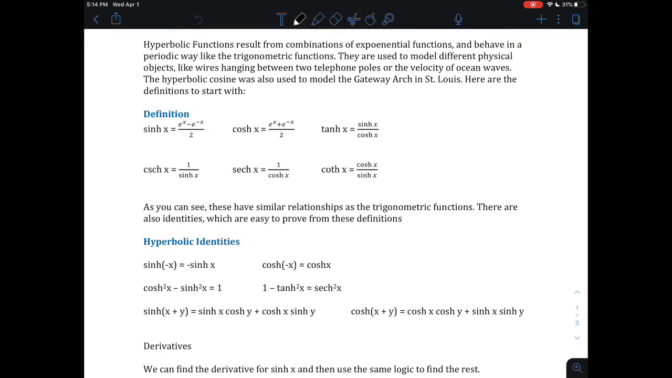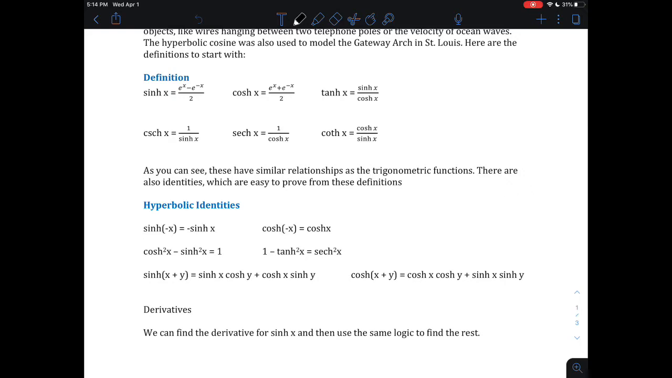The other four hyperbolic functions are just combinations in the same way, and they actually follow the same identities that we saw with trigonometric functions. So by definition, the hyperbolic tangent of x is just hyperbolic sine of x divided by hyperbolic cosine of x. And then the remaining three are all reciprocals of the three above. So hyperbolic cosecant of x is the reciprocal of hyperbolic sine of x. Hyperbolic secant of x is the reciprocal of hyperbolic cosine of x. And hyperbolic cotangent of x is the reciprocal of hyperbolic tangent.